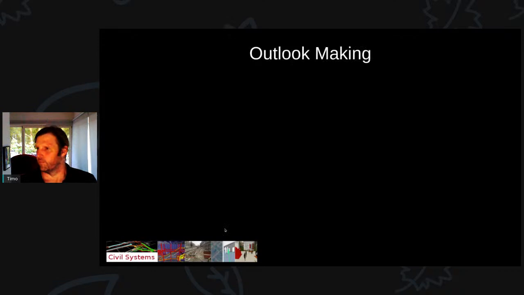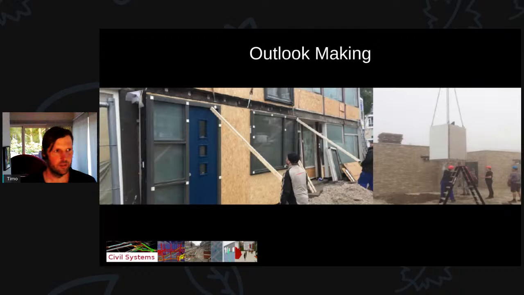So much for modeling. And I promised I'd talk a little bit about making. And I talk about making mainly because I think it gives some intriguing thinking about this level of detail thing, right?